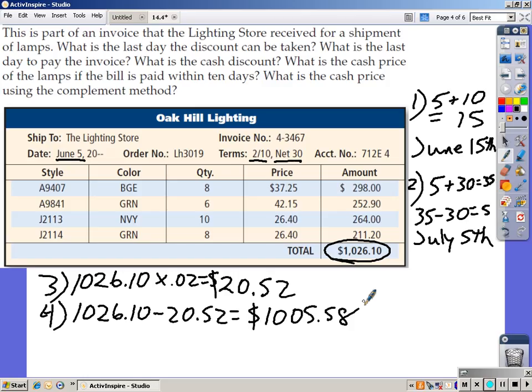Now it says, what is the cash price using the complement method? Problem number 5. Remember, the complement is what you actually pay. It's what you actually owe in the end. So 1,026.10. Well, the complement of 2% is 98%. Remember, they have to add up to 100. So 1,026.10 times 0.98 should come up with the same number, which is $1,005.58.